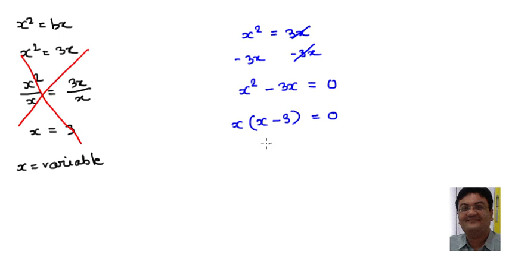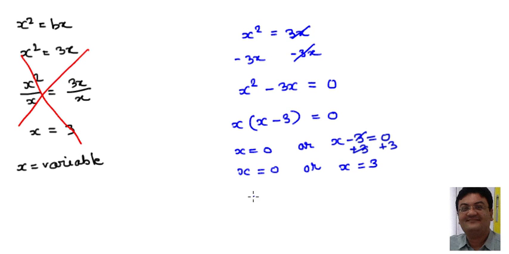0. Now I'm going to use the null factor theorem. So that says x equals 0, or x minus 3 equals 0. And then we simplify this. So x equals 0, or adding 3 on both sides, these two will cancel out, and x equals 3. So the roots of the equation x squared equals 3x will be x equals 0 and 3.